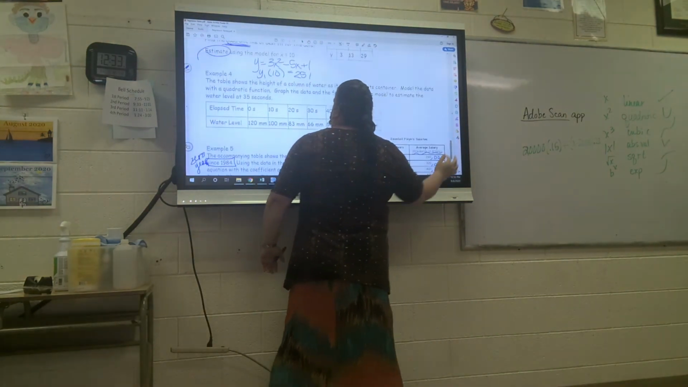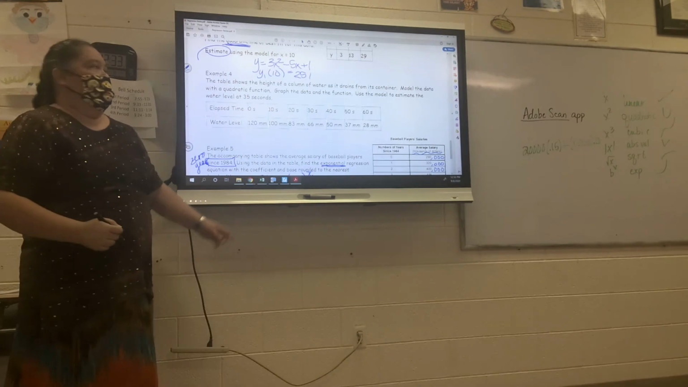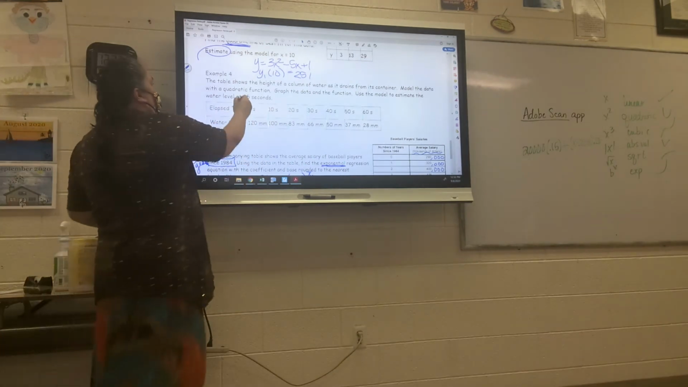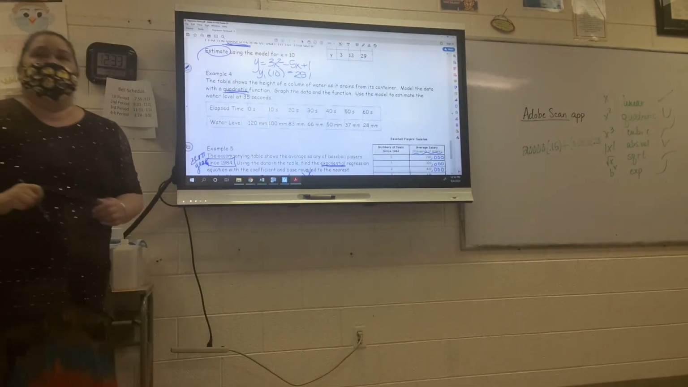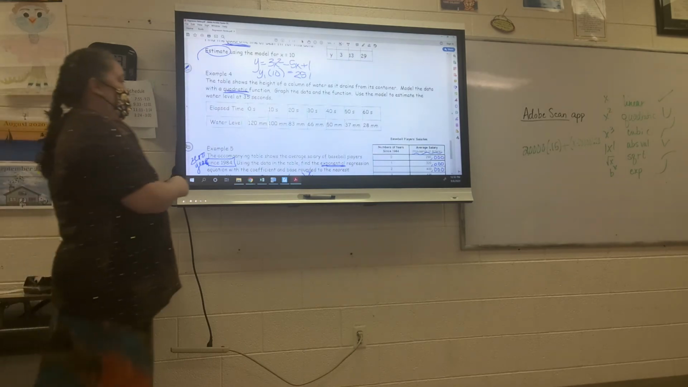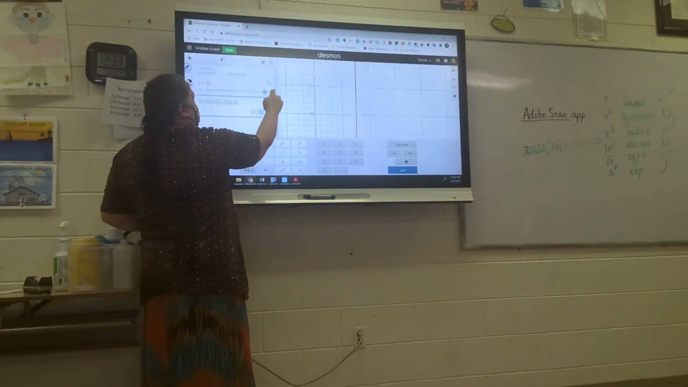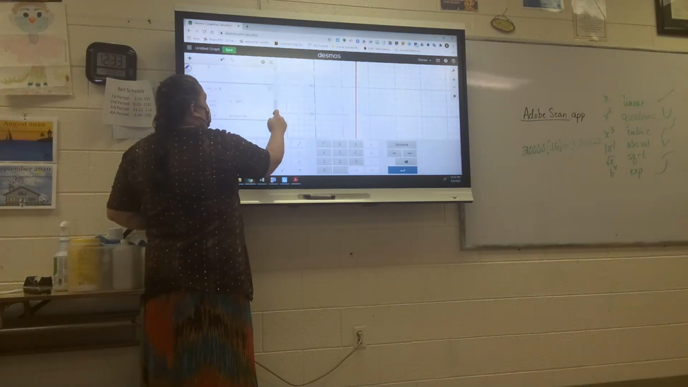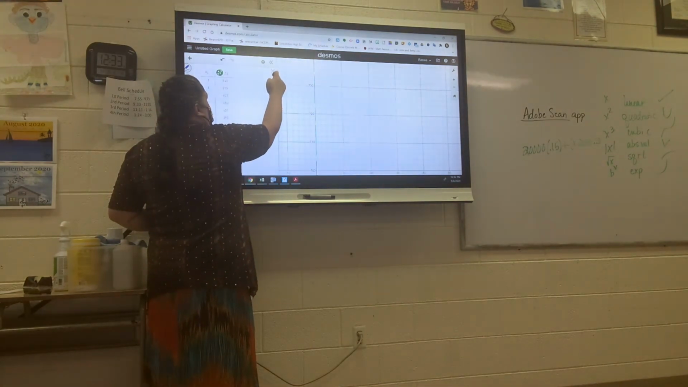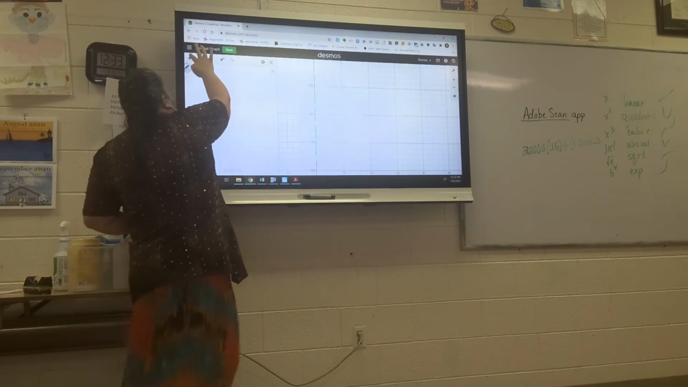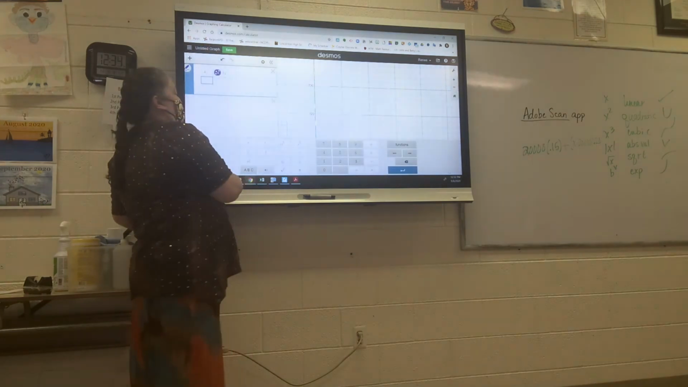All right, let's put in number 4. All right, let's go do number 4. It says with a quadratic function. So let's go back to Desmos. So we just X all this out. Add table.